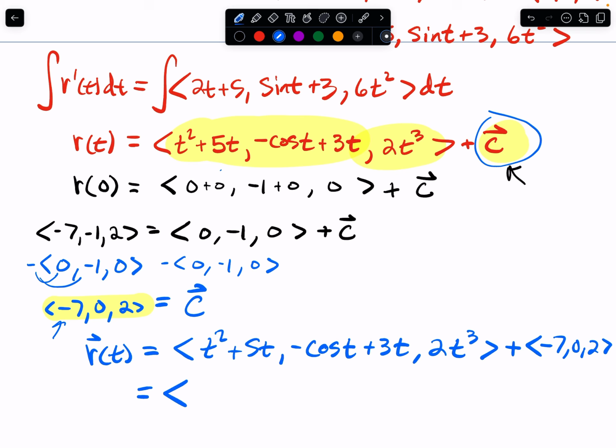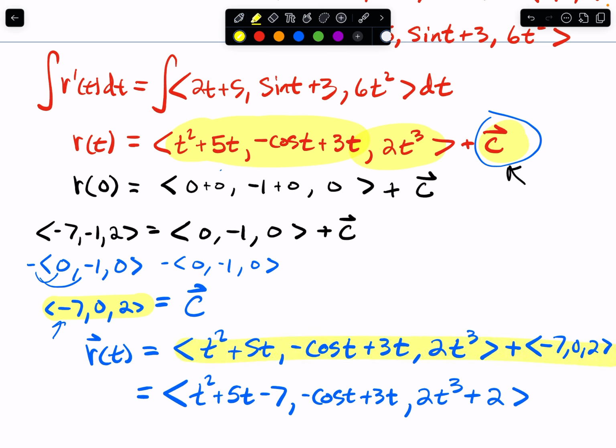And so final answer, t squared plus 5t minus 7, comma, negative cosine t plus 3t plus 0, you don't have to put plus 0, and then 2t cubed rather, plus 2. All right, so I would take either one of these as the answer. You don't have to combine them if you want to leave them separate. But that's going to handle your initial value problem, okay?